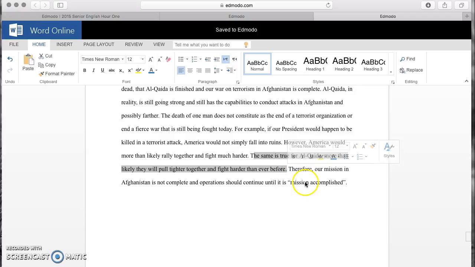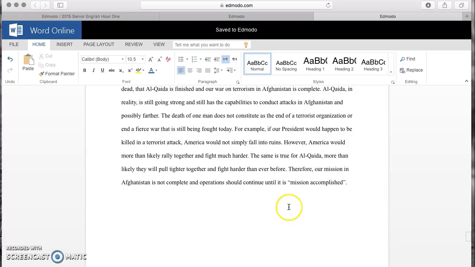Last but not least, what he does is he combines his thesis statement and call to action together in his particular last sentence. So let's look at it. "Therefore, our mission in Afghanistan is not complete, and operation should continue until it is mission accomplished."